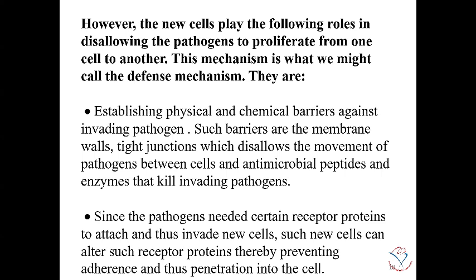So another one: since the pathogens need certain receptor proteins to attach to and invade new cells, such new cells can alter those receptor proteins, thereby preventing adherence and thus penetration into the cell. So these are other ways that external cells can protect themselves from those pathogens which are already inside the cell from getting into it, and so disallowing proliferation to take place.